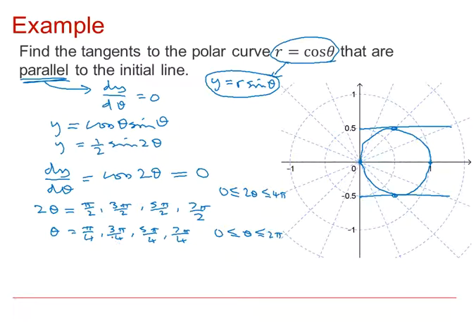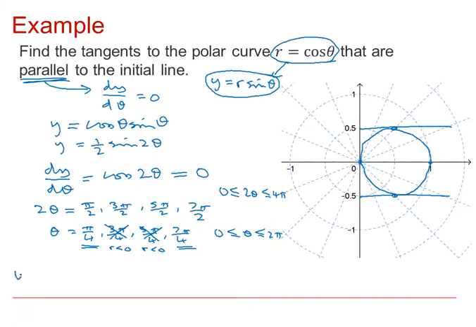On closer inspection though, if we look at 3 pi by 4, the cosine of 3 pi by 4 would be negative. So that would give us a negative value of r, and we don't consider negative distances from the origin, so I can dismiss that. And for the same reason, we don't want to look at 5 pi by 4 because that would give us a negative distance. So the thetas we're interested in are pi by 4 and 7 pi by 4.